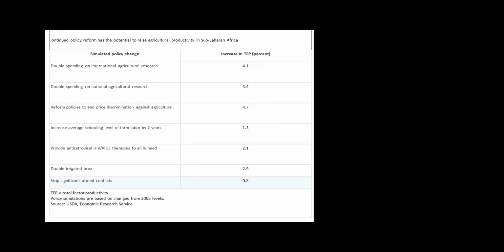You can also present it in tables. You don't have to present it in graph. You can also present it in a table. Doubling spending, increasing the average schooling level of farmers by 2 years, doubling irrigated area, and so forth is equal to total productivity in percent. This is also in sub-Saharan Africa. That's about quantitative research design. Did you learn from it? Do you have questions?